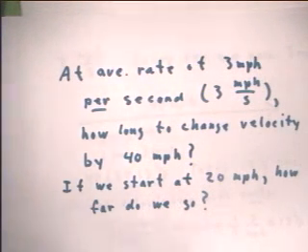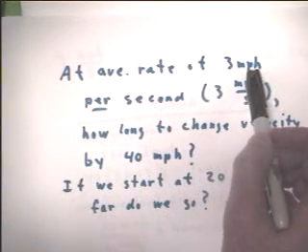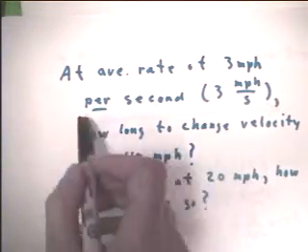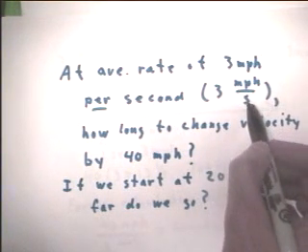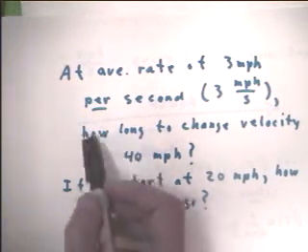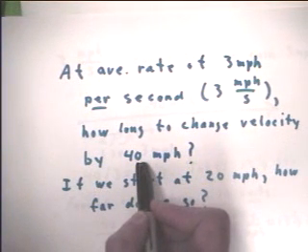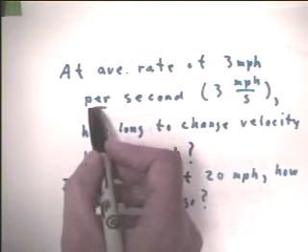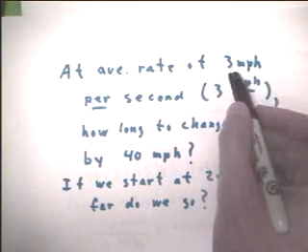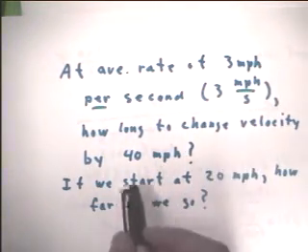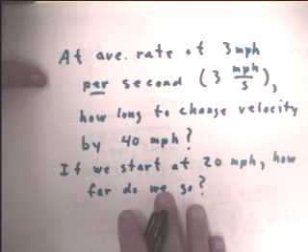Let's look at an example. At an average rate of 3 miles per hour per second, which we would write as 3 miles per hour / second, how long does it take to change velocity by 40 miles an hour? Now, what does 3 miles per hour per second mean? It means every second we gain 3 miles per hour. So how many seconds is it going to take us to gain 40 miles per hour?